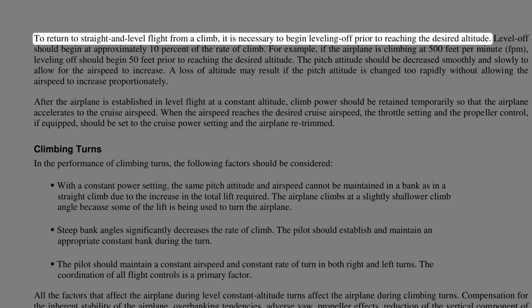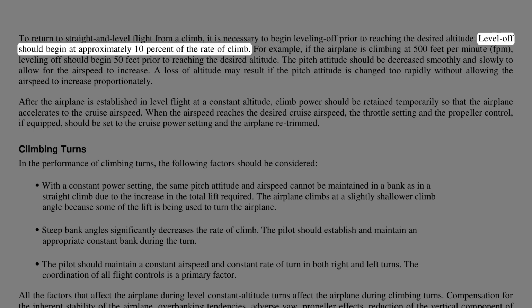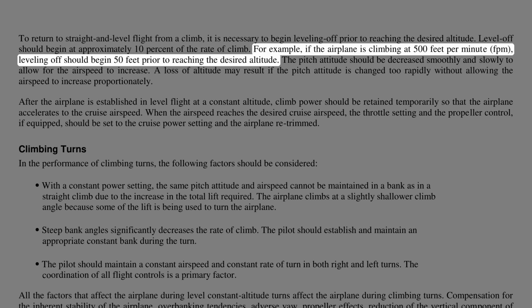To return to straight and level flight from a climb, it is necessary to begin leveling off prior to reaching the desired altitude. Level off should begin at approximately 10% of the rate of climb. For example, if the airplane is climbing at 500 feet per minute (fpm), leveling off should begin 50 feet prior to reaching the desired altitude.